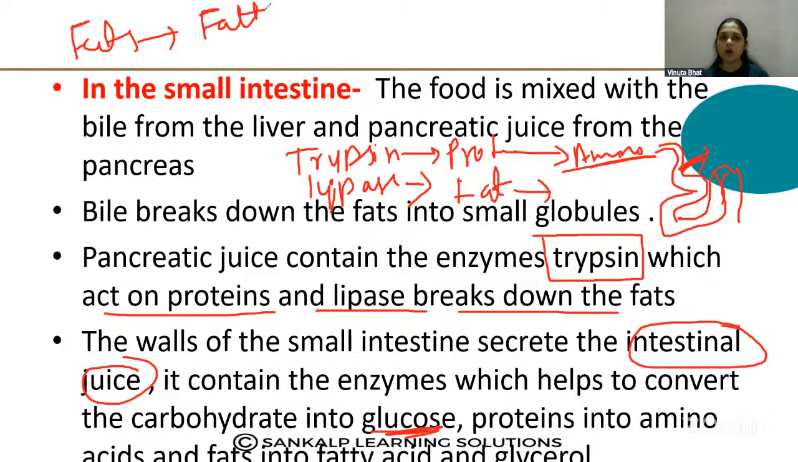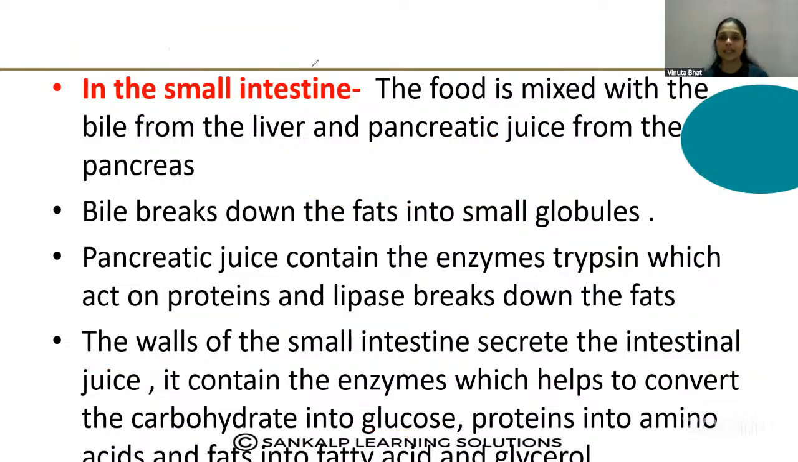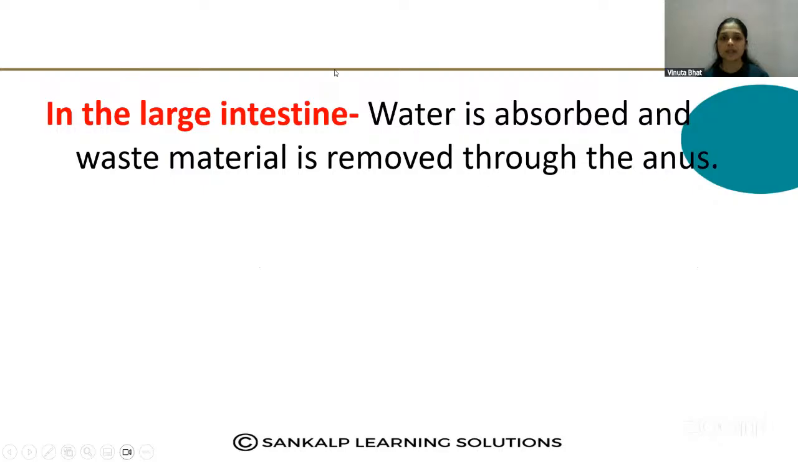So these all are fatty acids and glycerol, amino acids and glucose. These are all the simplest form of nutrients. Okay, that is not a complex form, that is the simplest form of the nutrients that is absorbed by the walls of the intestine. Okay, so see how the digestion takes place in the intestine.